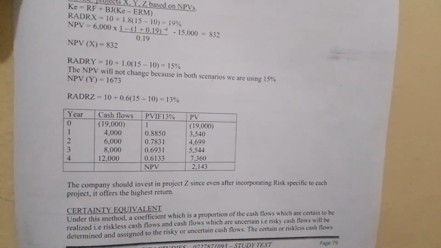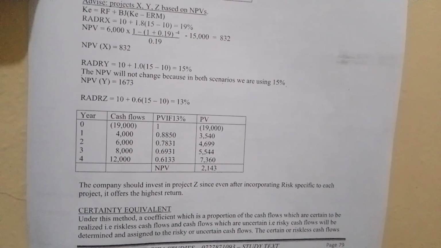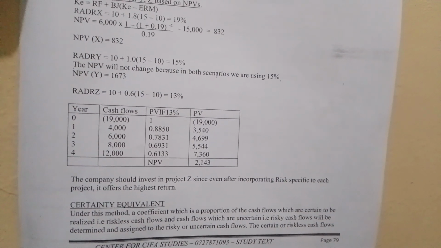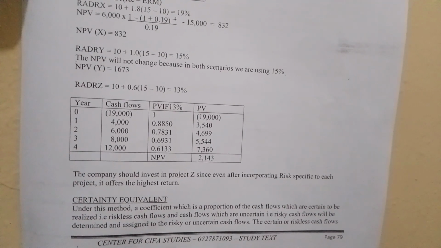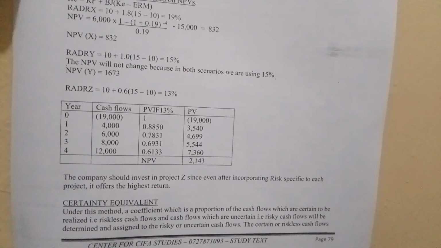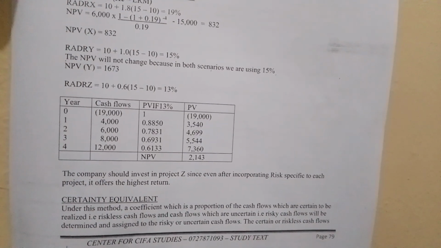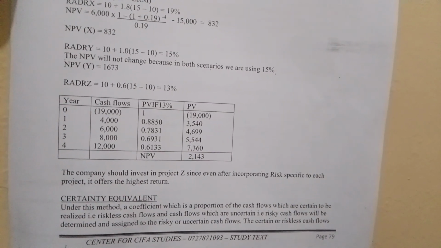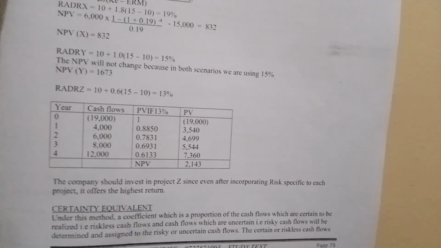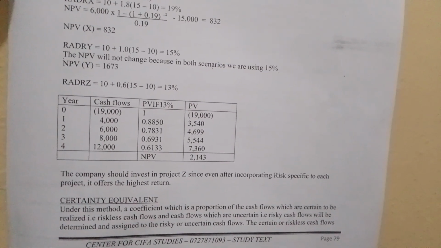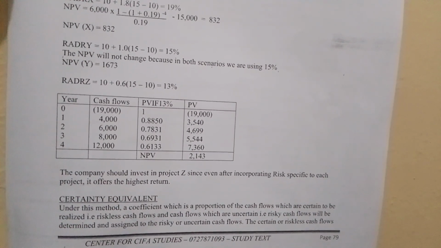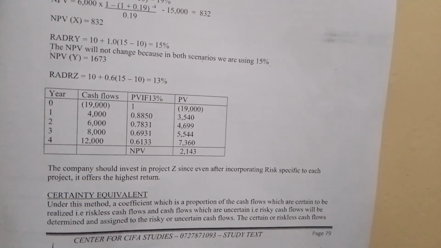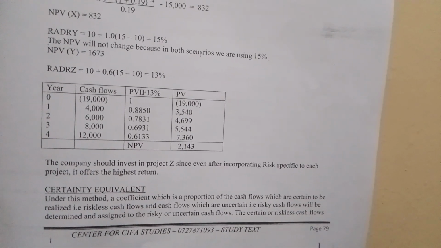We have here the cash flows for project Z: 90,000 negative, that is the initial capital outlay, then 4,000, 6,000, 8,000, and 12,000. Then the present value interest factor at 13%. The figures are there. Net present value means you'll be multiplying the cash flows by the present value interest factor at 13%, and in that column you are picking 1 plus r raised to negative n. That is 1 plus 13% raised to negative n, and the net present value is 2143.